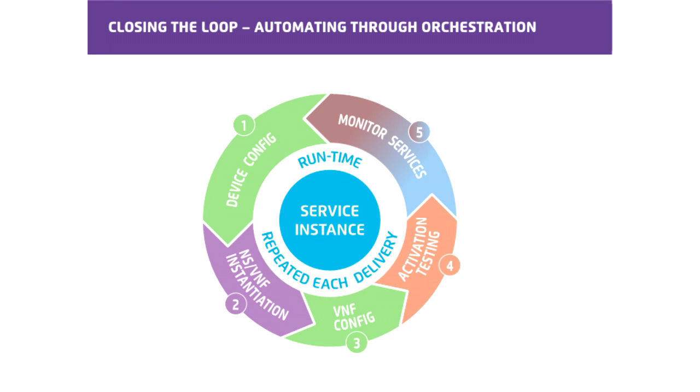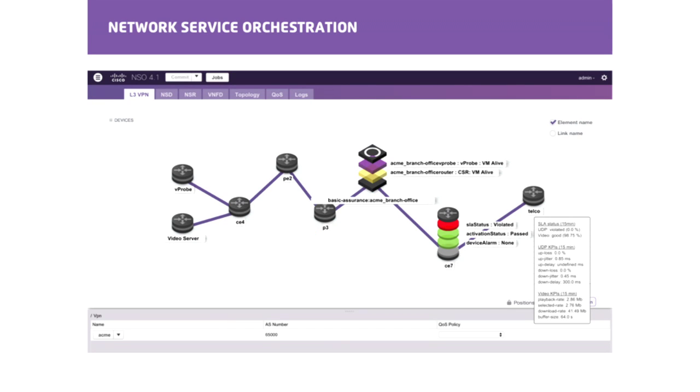So we configure the assurance system. Here's the VPN, here are the endpoints, here are the SLA parameters. Please measure the KPIs directly and match them against the SLA. So this is the circle, and this is what it looks like in NSO.